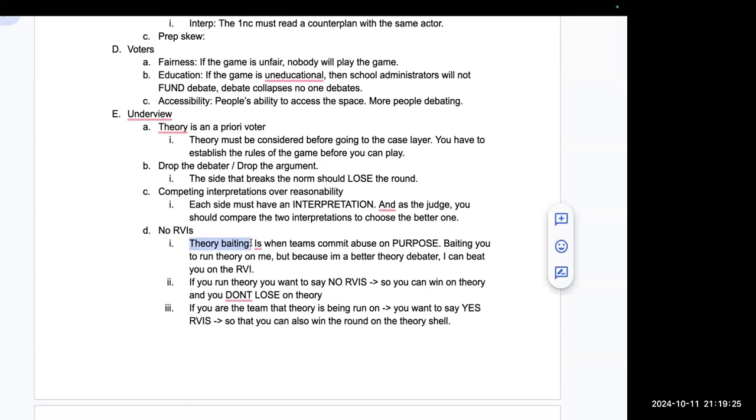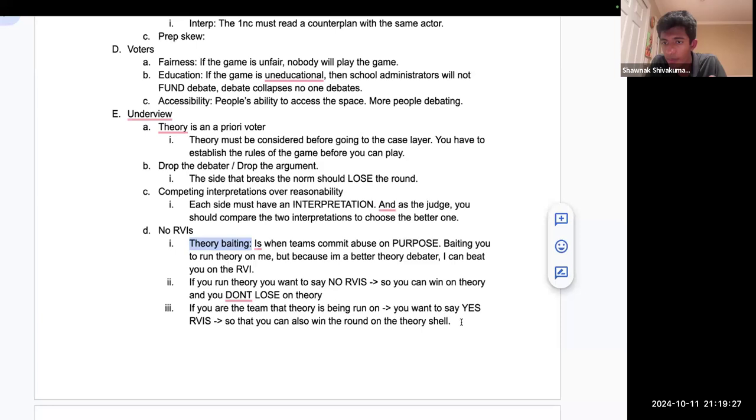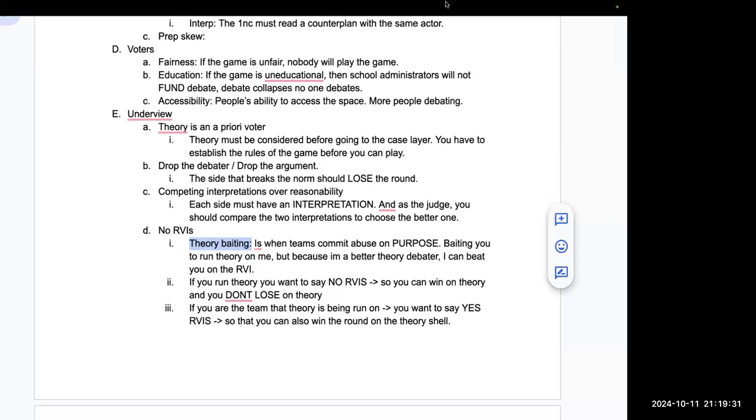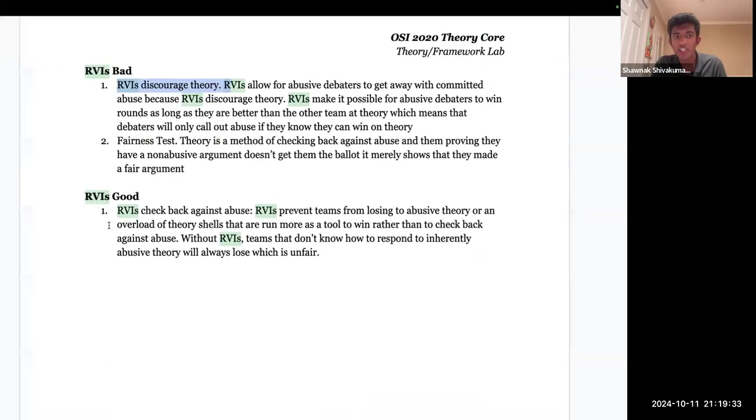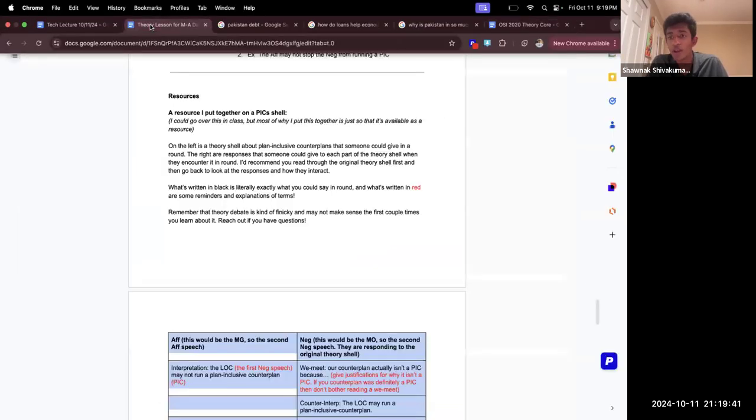What would be a reason for RVIs? Yeah. So, once again, check back against abuse. Theory becomes very abusive. Look to frivolous theory. Look to shoe theory. Look to tropicality. Look to hydration. Look to all these frivolous shells that can be run with no risk, right?